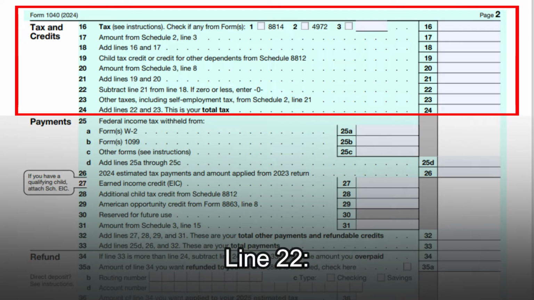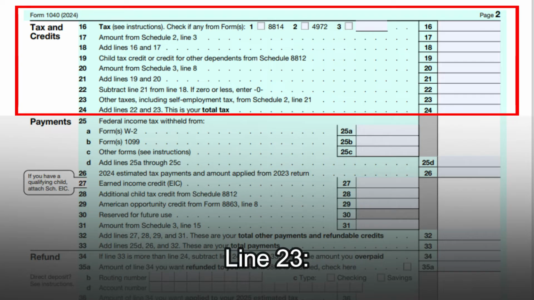Line 22. Subtract line 21, total credits, from line 18, total tax before credits. If the result is 0 or less, enter 0 on this line. This represents your tax after applying the credits.